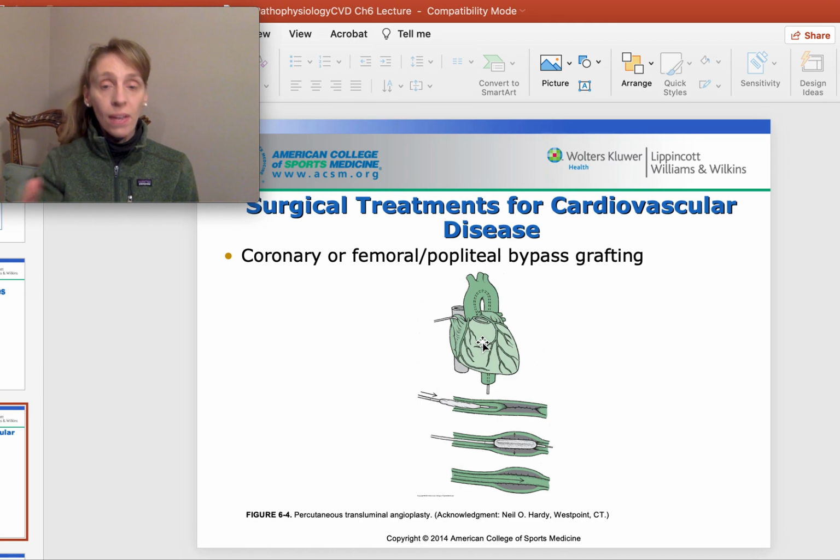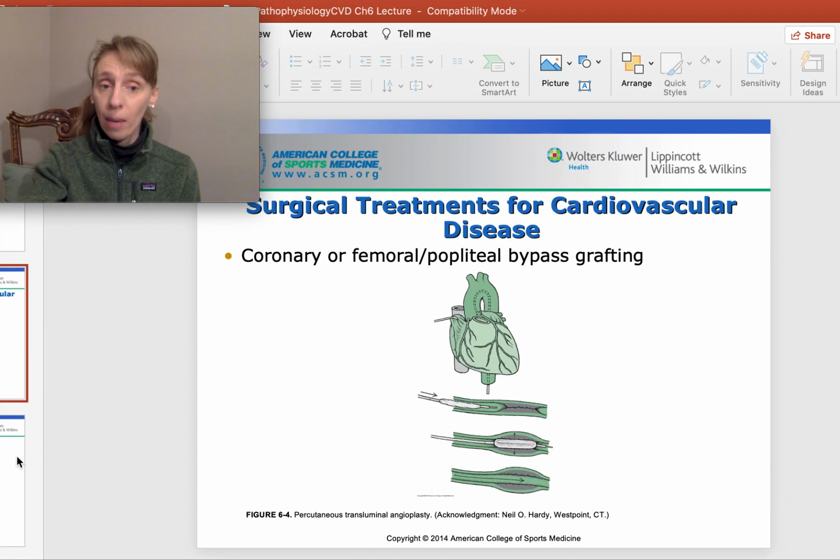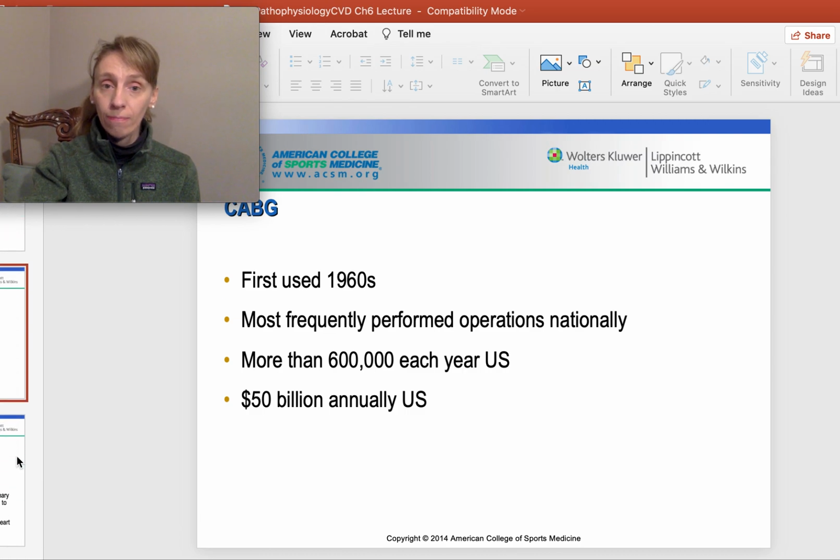The other way is to go in with the balloon through a coronary catheterization. The balloon is deflated in this photo, and then they get it right into the blockages, inflate the balloon, push that blockage to the side, and be able to do a type of coronary angioplasty.